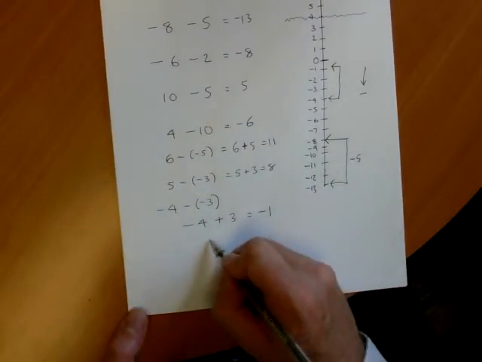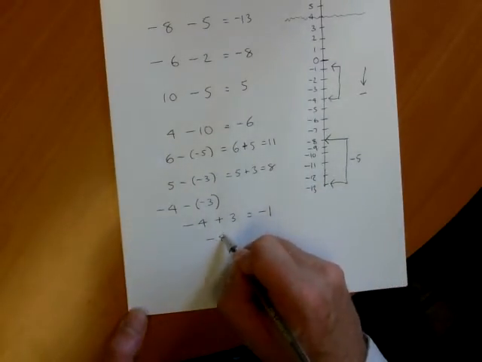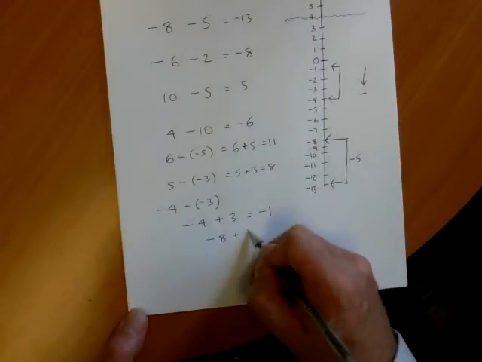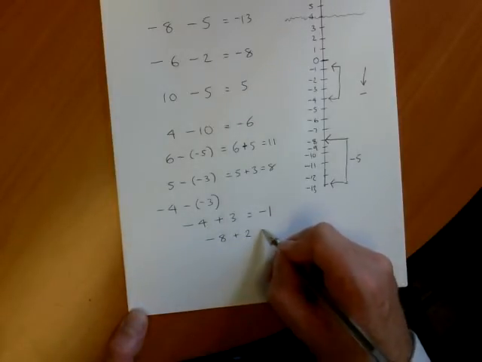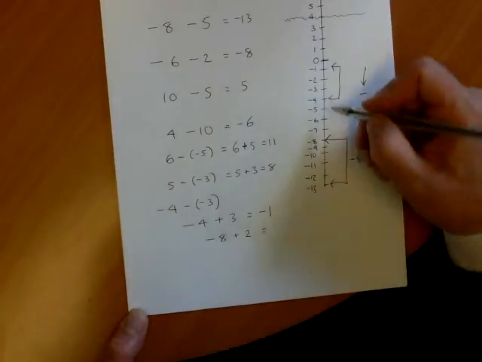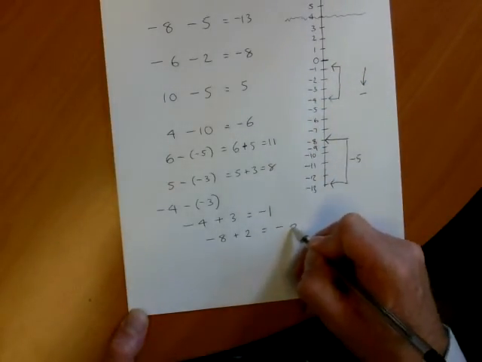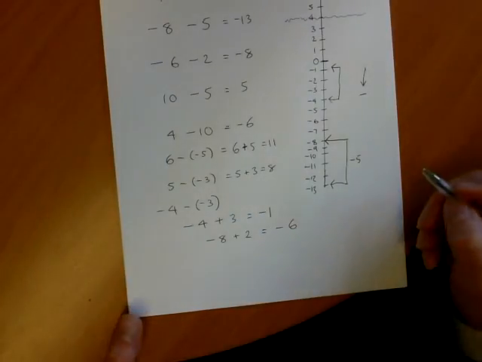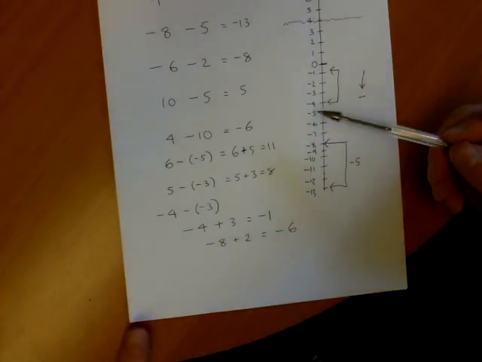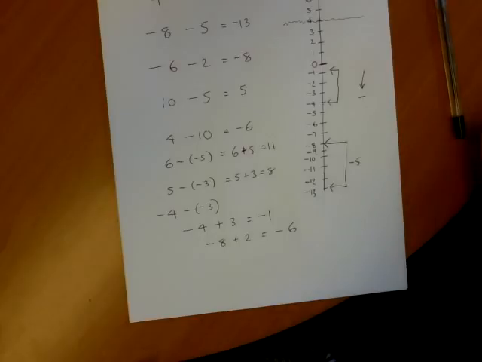I'll show you another one like that. So if you have a negative to start with, and you add a positive which isn't as big, you do go up towards the positive numbers, but only by 2, so that would be minus 6. So hopefully these examples will help you with adding and subtracting negative numbers.